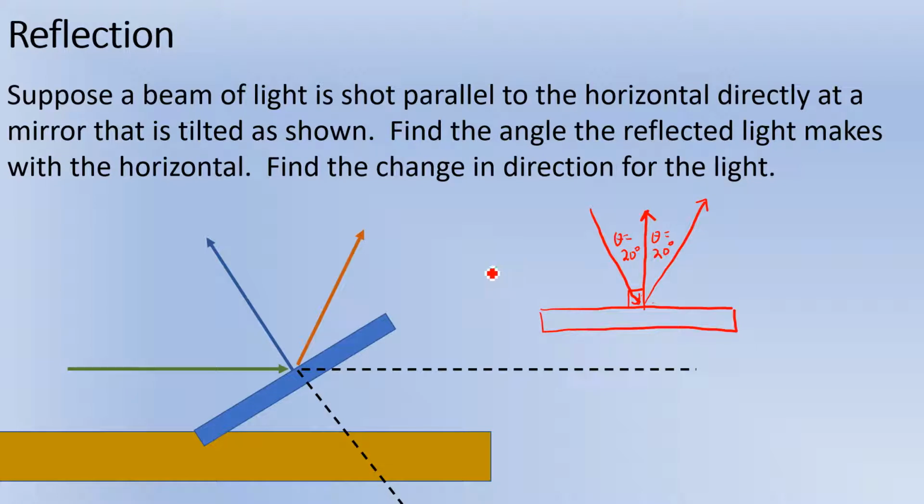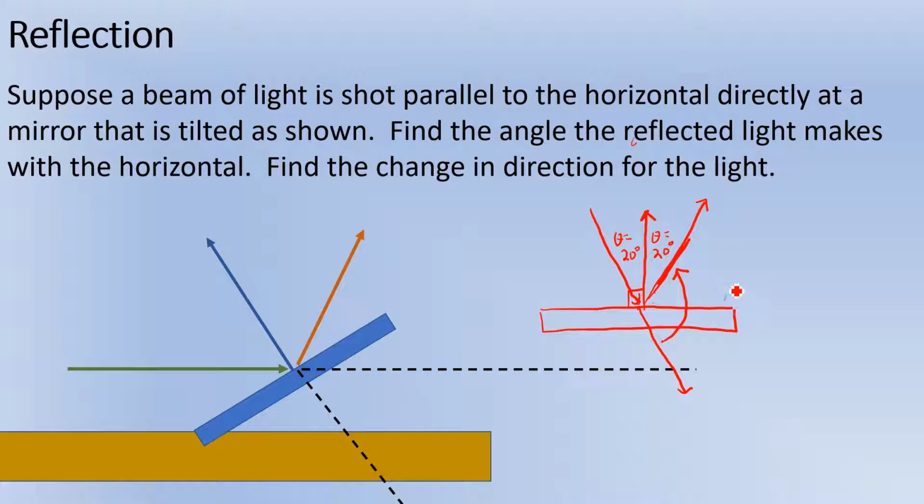Now let's take a look at this question right here. It says find the change in direction for the light. So if I were to go back to this, the light beam would continue going this way. And what I'm looking for is, well, its direction changed to going this way. So it's going up here now. So I want to know this angle that it would make.